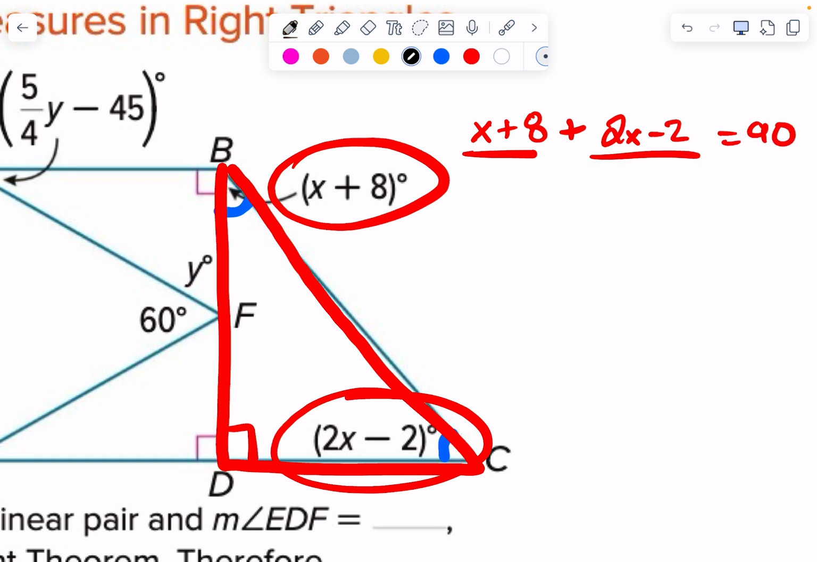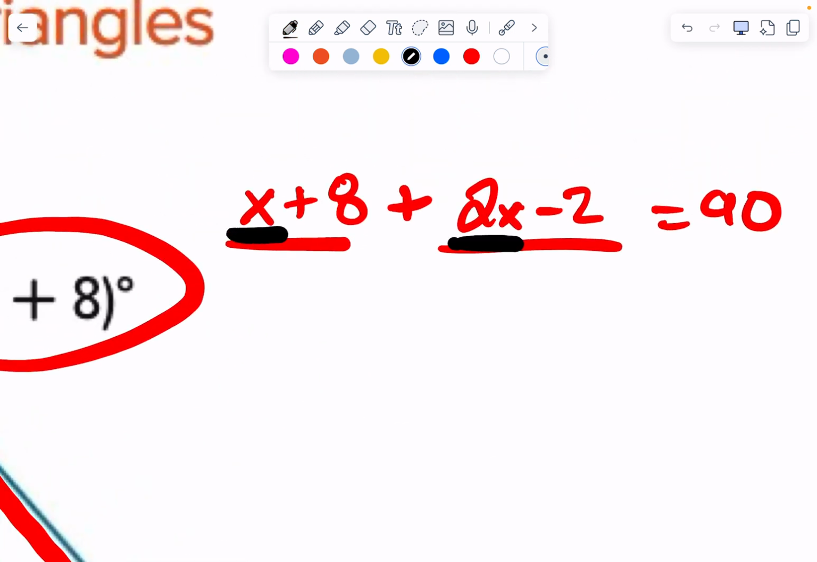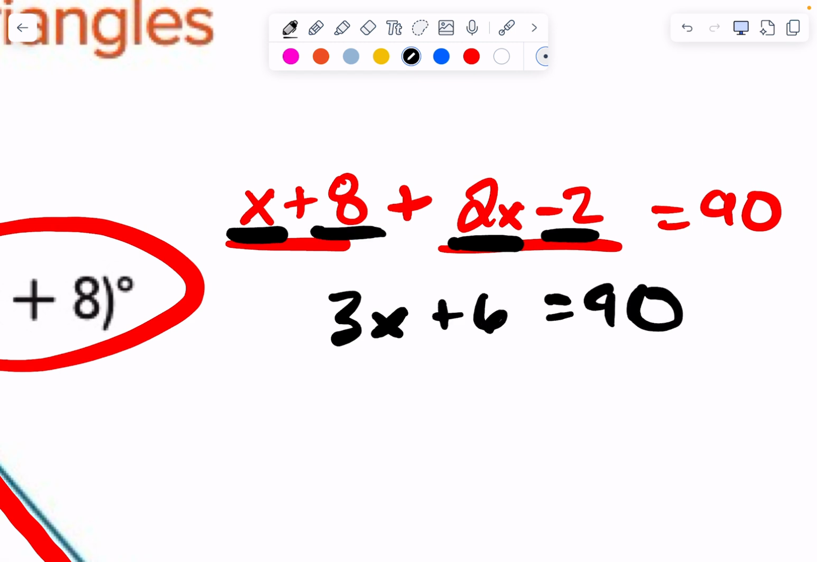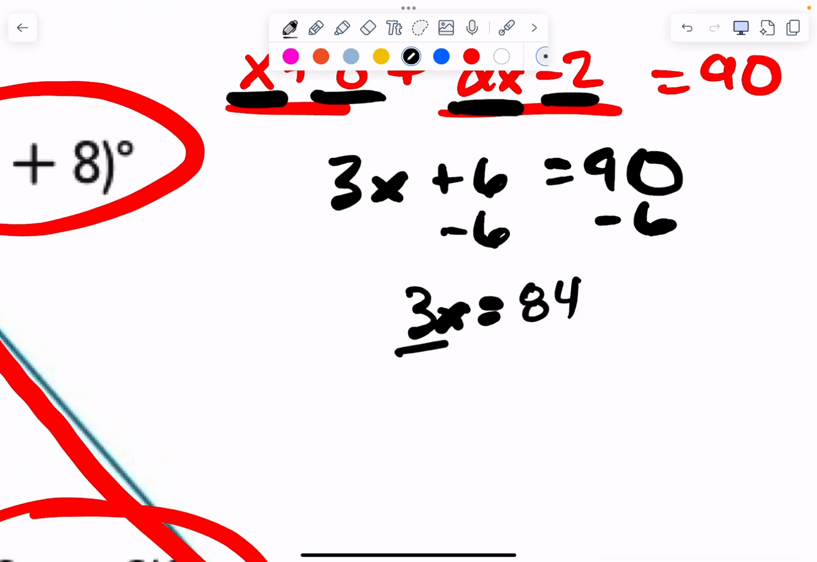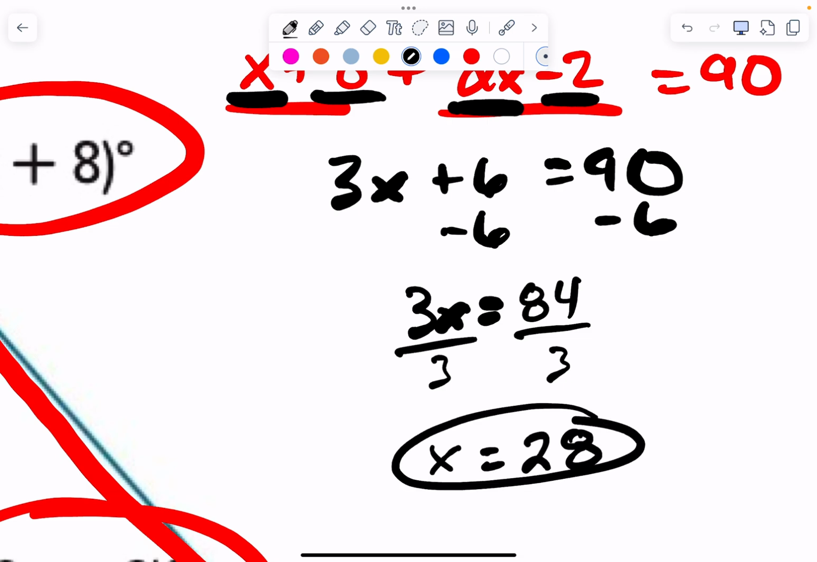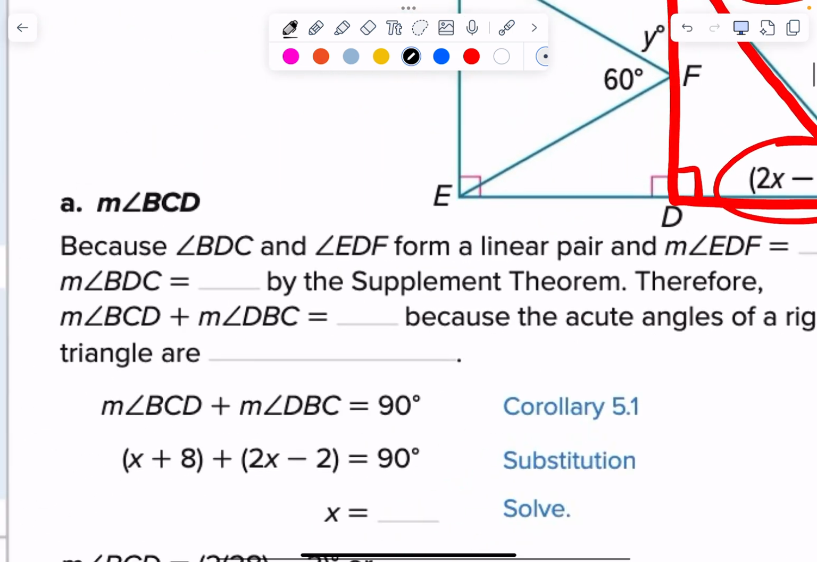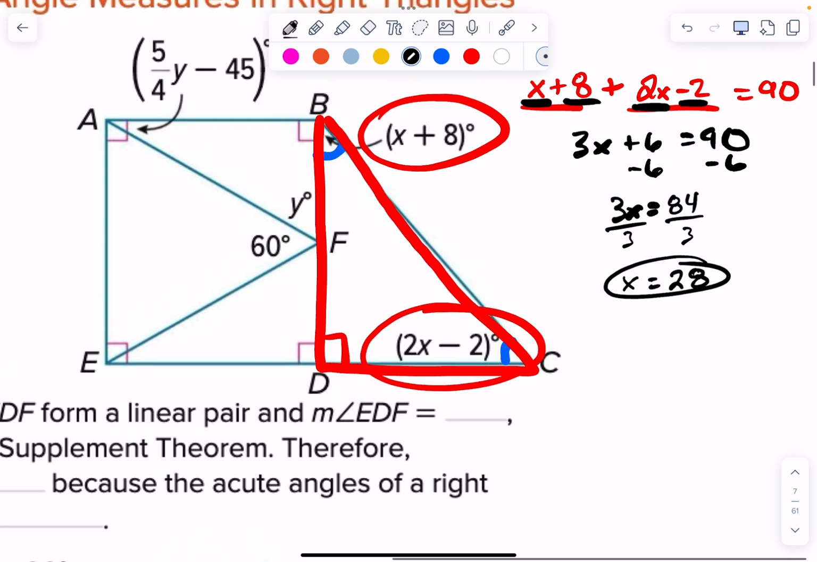Got it. Okay, let's do the math. x and 2x makes 3x. 8 minus 2 is 6. And then let's subtract the 6. So 3x equals 84. And let's divide by 3. 28. Yes. Okay, x is 28. Let's find what y is, and then we'll plug back in. We'll do all the things, right? Okay, so x is 28.